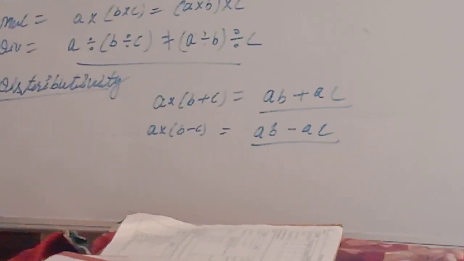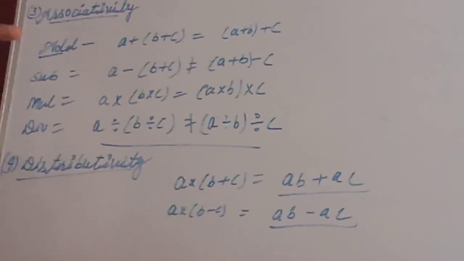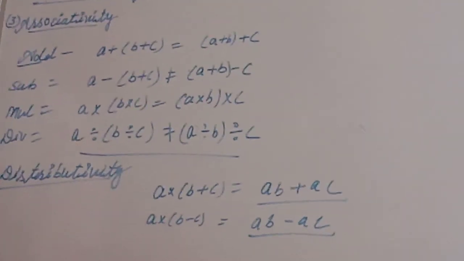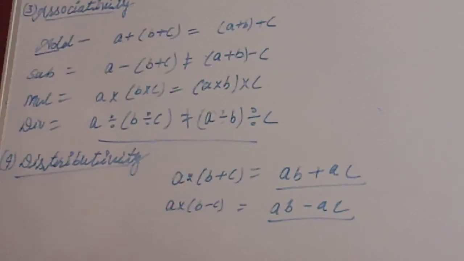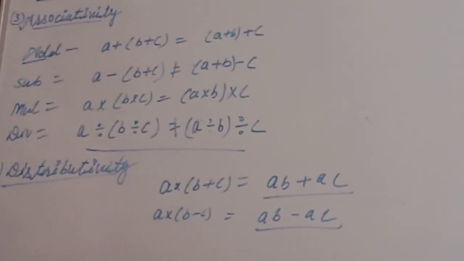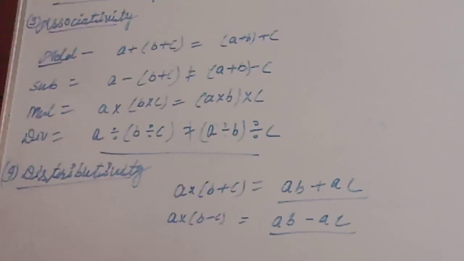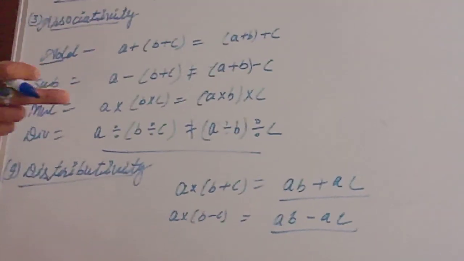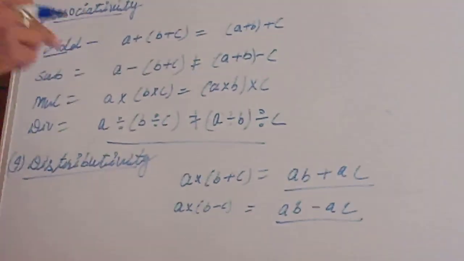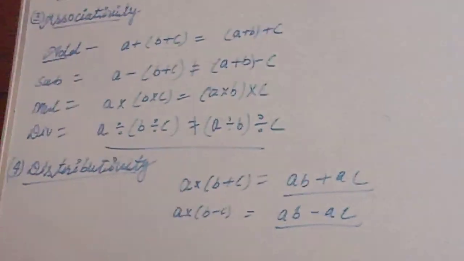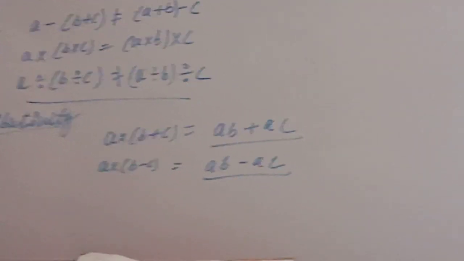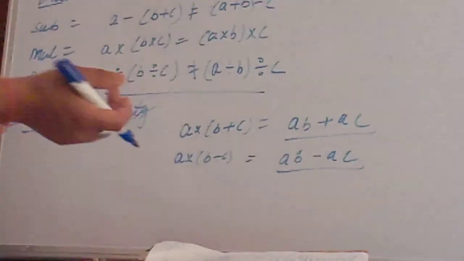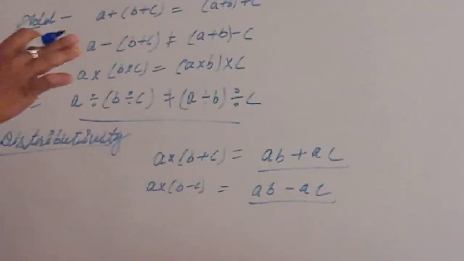Now the conclusion. For the closure property of rational numbers, addition, subtraction, multiplication and division are followed. Commutative property: addition and multiplication are followed, and subtraction and division are not followed. And associative property: addition and multiplication are followed, and subtraction and division are not followed. And distributive property, only one here: multiplication over addition and multiplication over subtraction are followed. Then your properties will be clear.